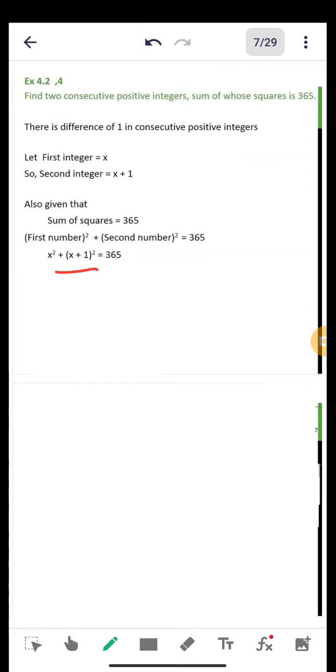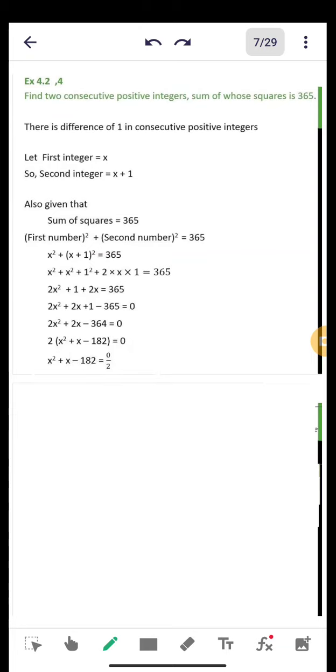So this is the equation. Simplifying it further, applying a plus b whole square, I get a square plus b square plus 2ab. Then x square plus x square become 2x square. 1 square is 1, and 2 into x into 1 is 2x. Transposing 365 to the left, it becomes minus 365. 1 minus 365 is minus 364.